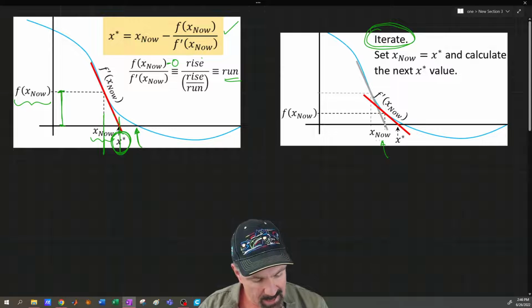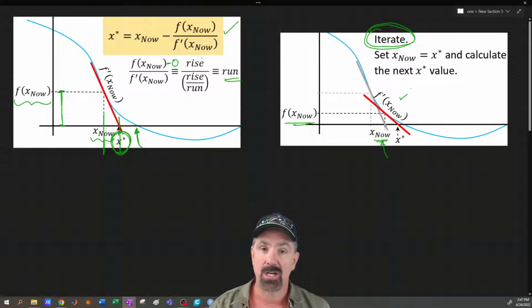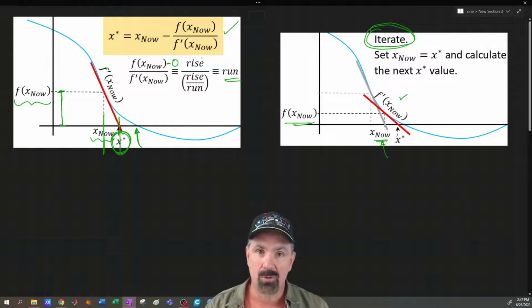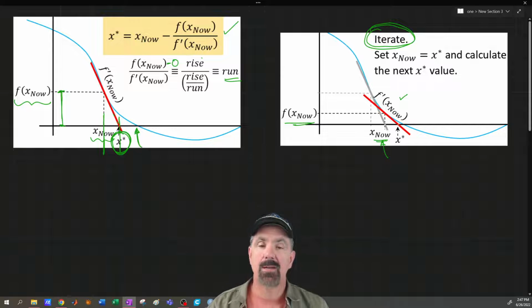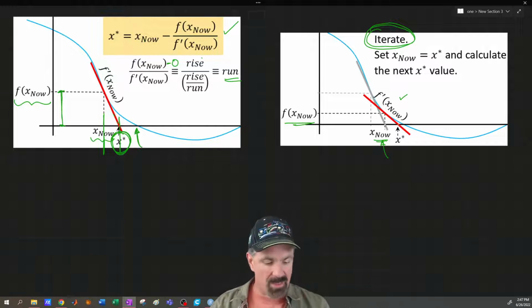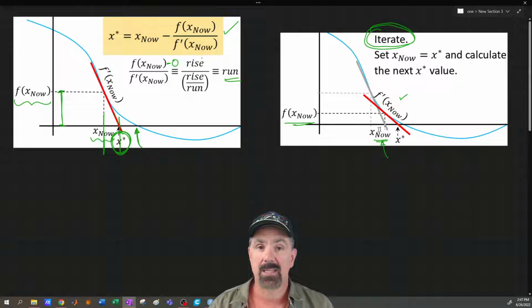So we can see that this new x now has its own function output here. It has its own slope, which we can calculate because we have that information. And then we end up with another change in the input value. And you can see that we got closer to the input value that gives us 0. So this is what Newton's method is all about. It's about using iteration in order to find or approximate the 0 for a function.